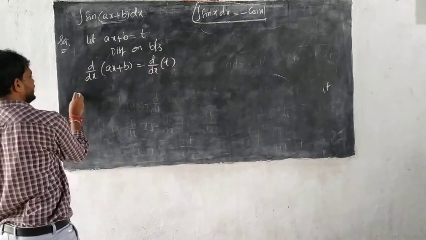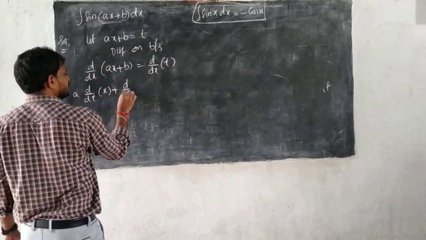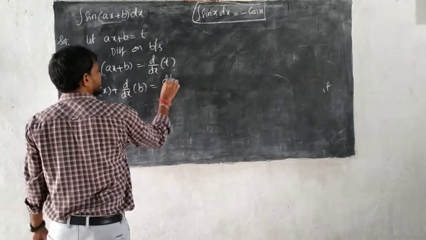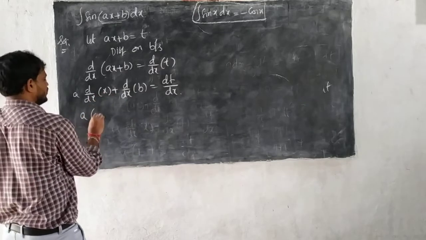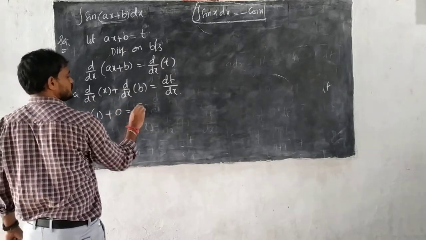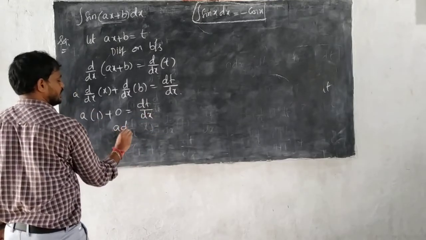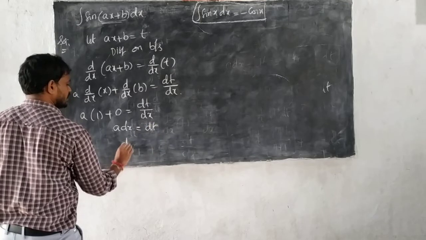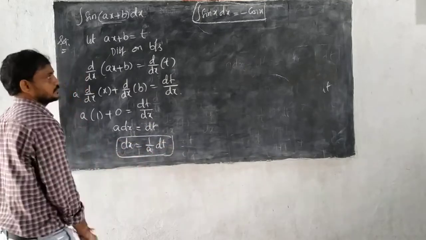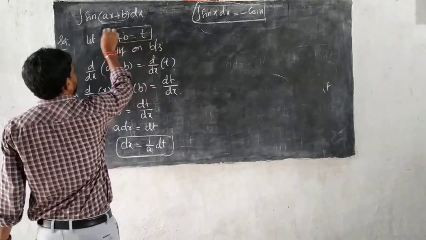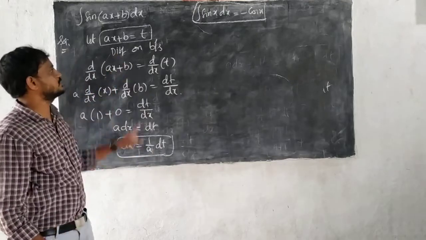Then make it separate and integrate. So you will get a into d/dx of x plus d/dx of b equals dt by dx. Here a into d/dx of x is 1, and here 0, is equal to dt by dx. Then take dx to the LHS. So you will get a into dx equals dt. From that, dx equals 1 by a dt. Okay. Ax plus b value is t and dx value is 1 by a dt, so substitute these two values in the given function.